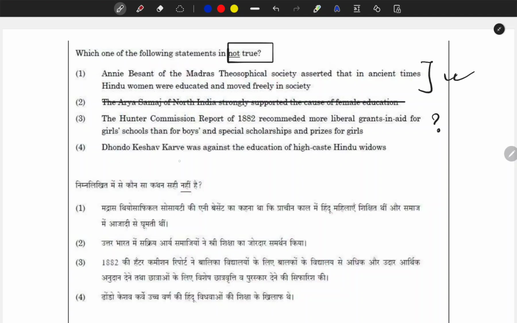Next is, Keshav Karve was against the education of a high caste Hindu widow. How can it be? Because he worked on widow remarriage, their education and all. How will it be like this? So this is our option. This is the correct option.